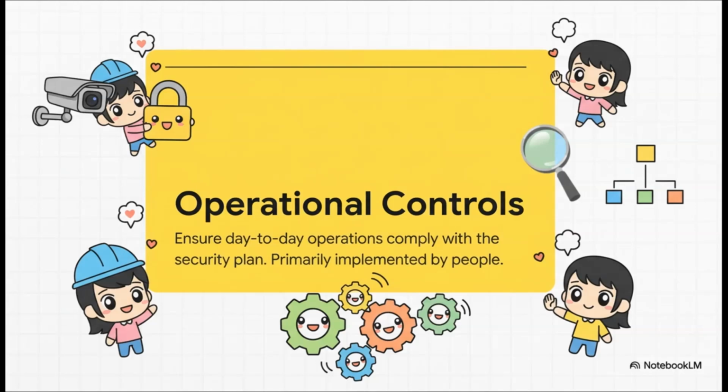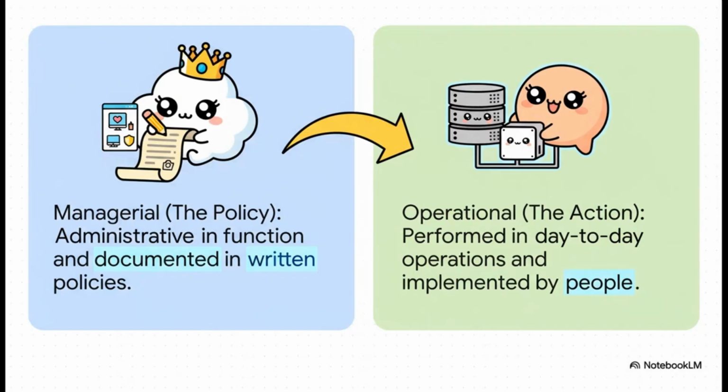But the most important part of that sentence is this: implemented and executed by people. This is all about human action. So, let me give you the Piggy distinction. It's simple. Managerial is writing the rule. Operational is following the rule every single day. One is the plan, the other is putting that plan into action.